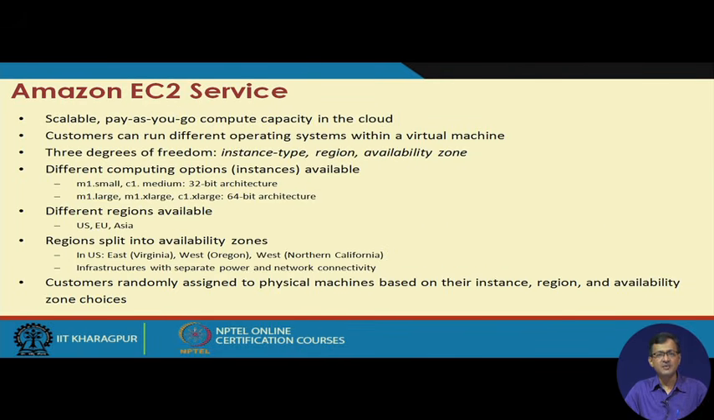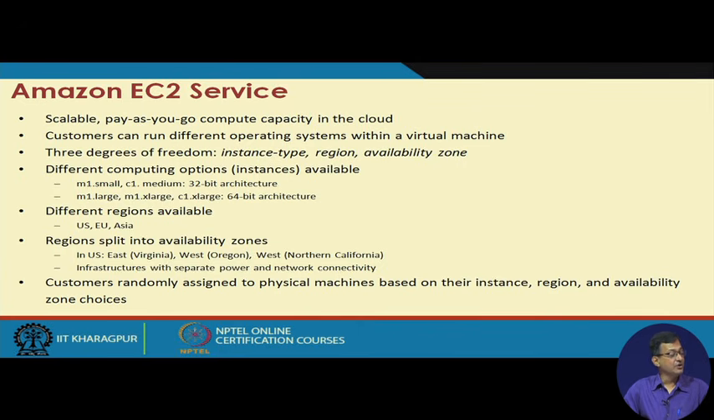If you look at the Amazon EC2 service per se, it is a scalable, pay-as-you-go compute capacity in the cloud. Customers can run different operating systems within the virtual machine, with 3 degrees of freedom: instance type, region and availability. So, when you select, you can choose what type of instance, which region you want to launch in, and the availability zone.